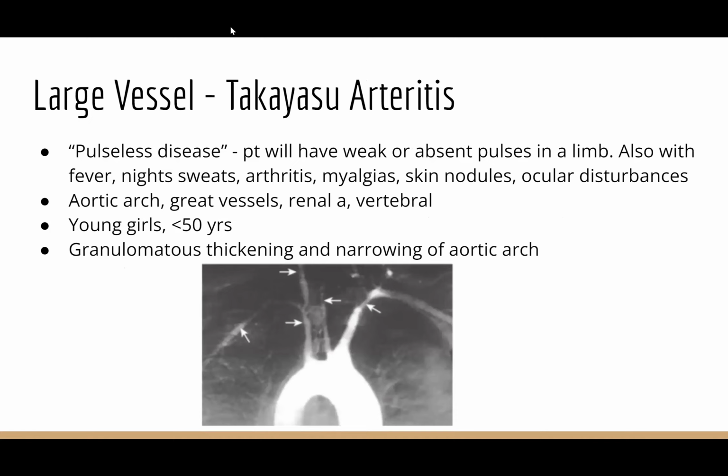You can also have fever, night sweats, arthritis, myalgia, skin nodules, which all makes sense because you're getting inflammation of the arteries. And so downstream, you're getting all of these symptoms. So aortic arch, great vessels, renal artery, vertebral, young girls, and then you have granulomatous thickening and narrowing of the aortic arch. So if you hear that description or you see this image, that's what you are talking about here.